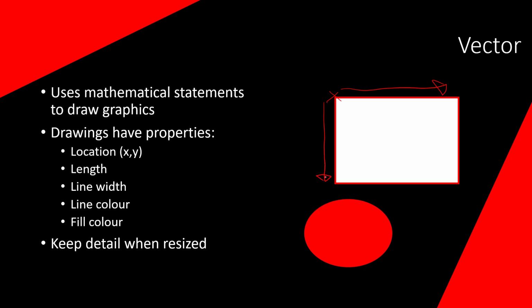And then there are other properties, like the line width. How wide is that red line going to be? What color will that line be? What is the fill color going to be in the middle? In this case, it's white. And for the oval, you might need different rules. You might have a center point, our origin, and then its height and width, and then the mathematical formula for drawing an oval. The key thing here is that they keep the detail when we resize them.